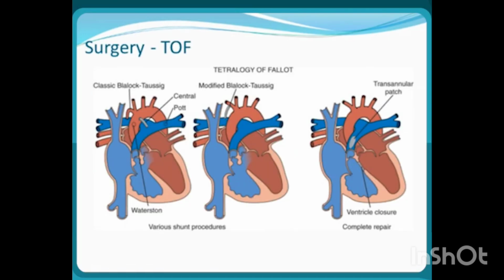So what are the surgical options for a TOF patient? These are the BT shunt initially, if the anatomy is not suitable for ICR during the early period, or you can go for the intracardiac repair.